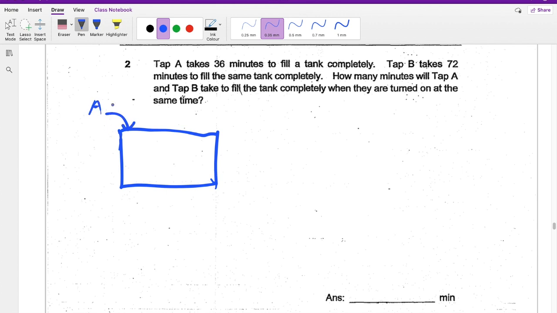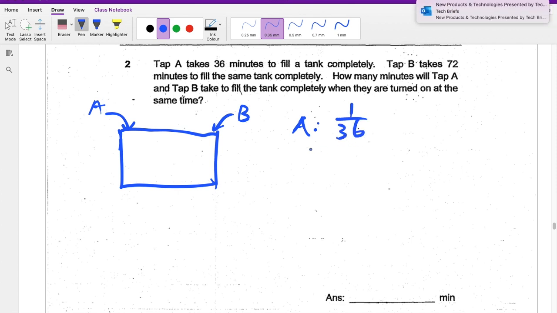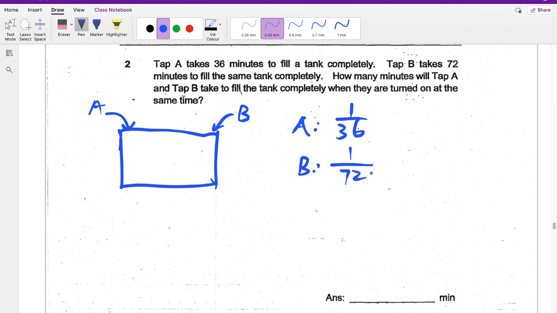One is tap A, one is tap B. We see that tap A only uses 36 minutes. Well, this is very efficient, because tap B needs 2 times, 72 minutes, to fill the tank. If 36 minutes fills one tank, then for tap A, 1 minute can fill 1/36. But for B, 1 minute can fill 1/72.